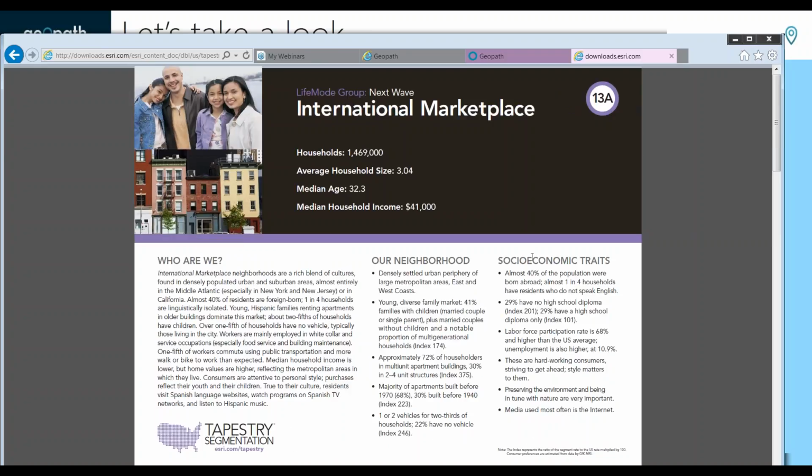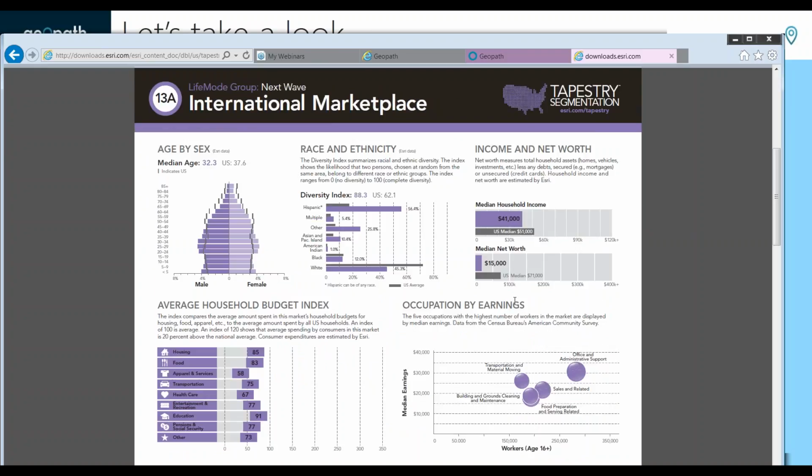But also, socioeconomic traits and more data on how they spend their money. If you look at the bottom left, average household budget index. So you can see this group tends to be a little bit under indexing in how they spend their money. They do spend more on education. So things like that, potentially, trying to put their kids through college or pay off student loans.